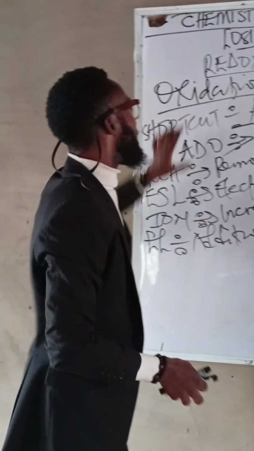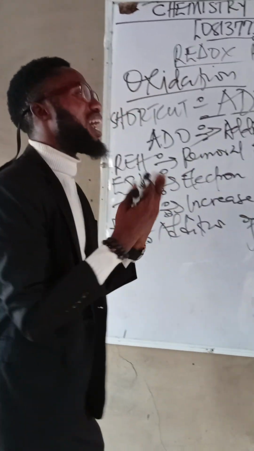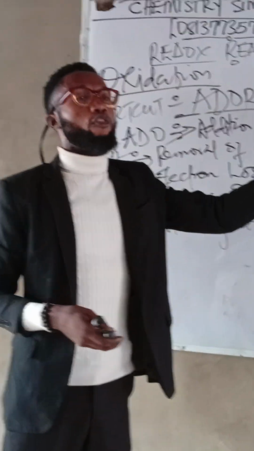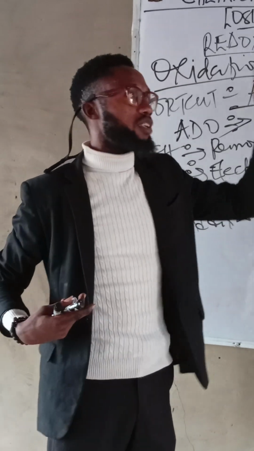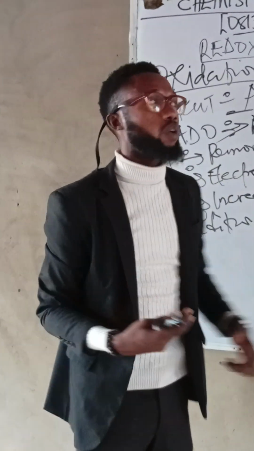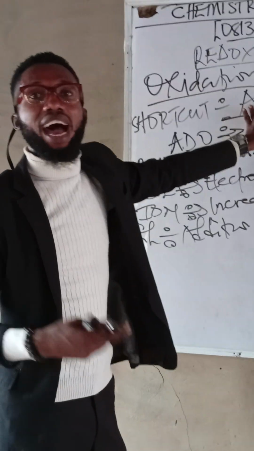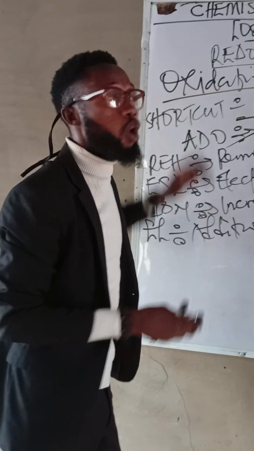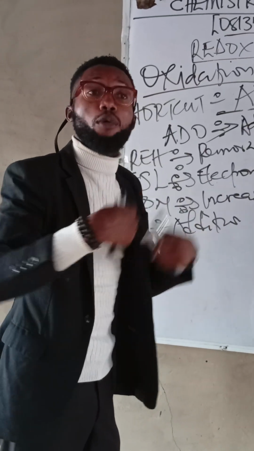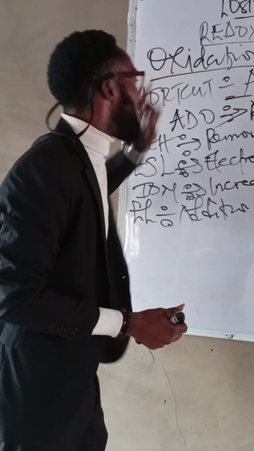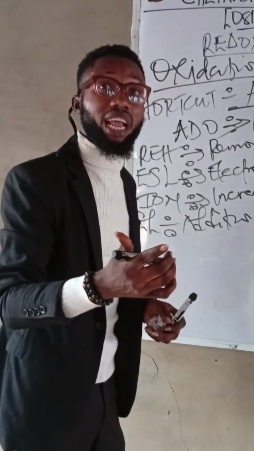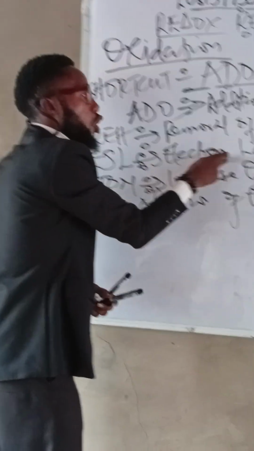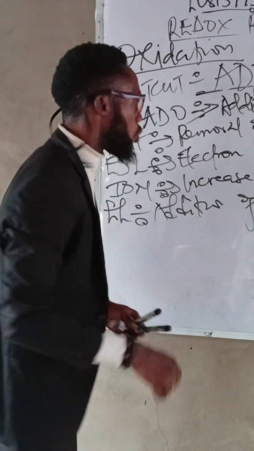Now look at me very well. I said this shortcut is for oxidation, and you know that they are opposites of each other. Whatever goes forward for oxidation will be backward for reduction. Adore is LIONEL. ADO, addition of oxygen, is oxidation, while reduction will be removal of oxygen. If oxidation is removal of hydrogen, what will be for reduction? Addition of hydrogen. Very good. If oxidation is electron loss, what will be for reduction? Electron gain. Good of you.